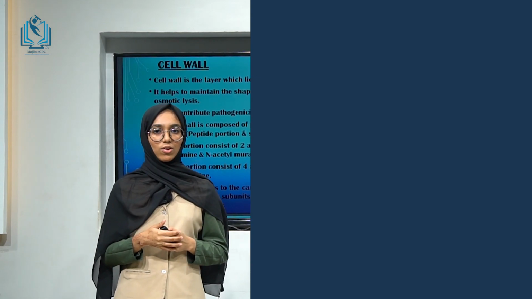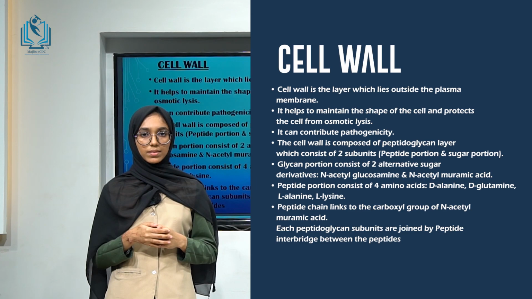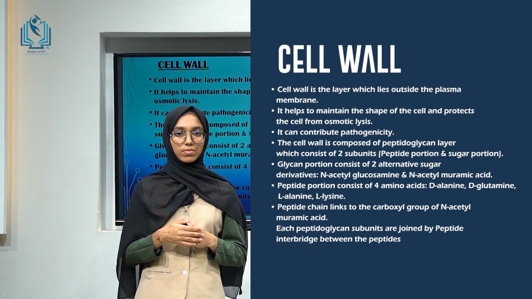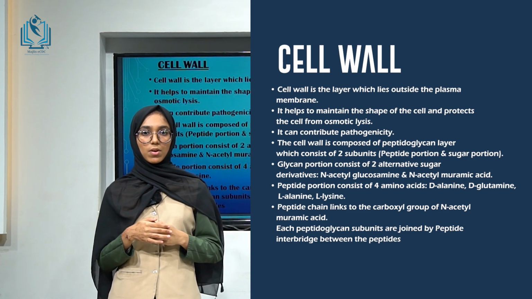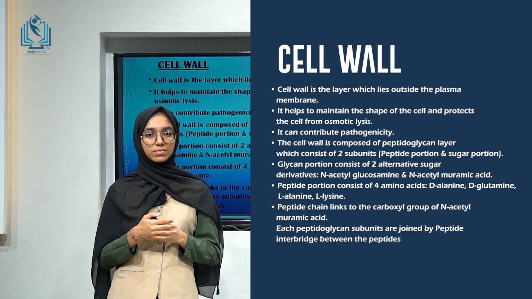Now we have cell wall. Cell wall is the layer which is present outside the plasma membrane. It helps to maintain the shape of the cell. It protects the cell from osmotic lysis. It can contribute pathogenicity to the cell.